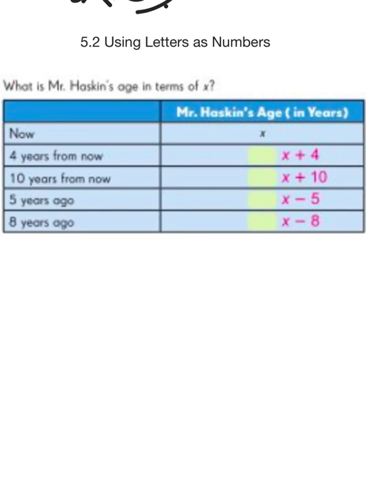Sometimes a question will give you a value for X and it'll expect you to carry out the expression and find the result. Or it'll tell you what's Mr. Haskin's age in terms of X. So here all you have to do is write the expression. It does not give you a value for X. It tells you that now his age is X. 4 years from now, you're supposed to write his age as X plus 4. 10 years from now, you should represent his age expression as X plus 10. 5 years ago, you should represent it as X minus 5, and 8 years ago, you should represent it as X minus 8.